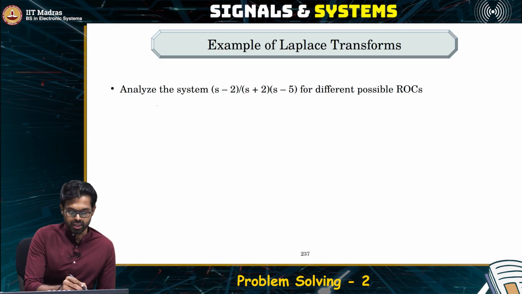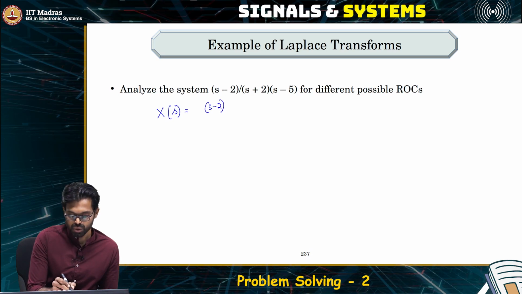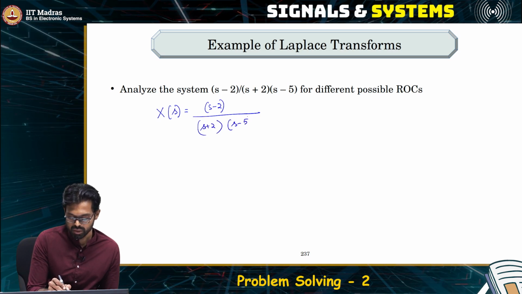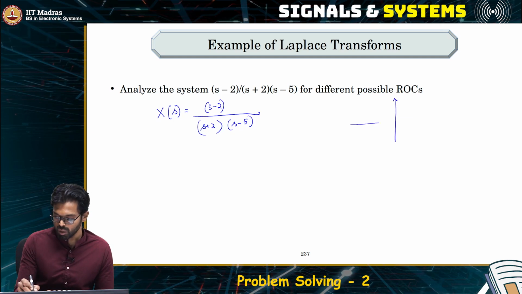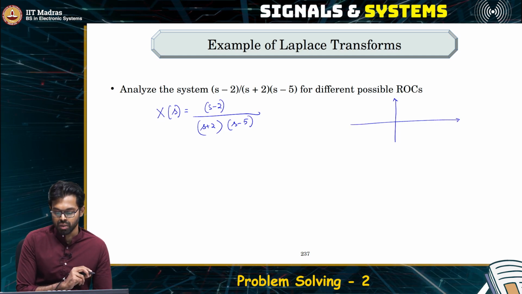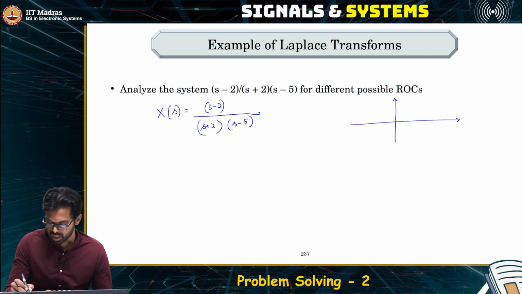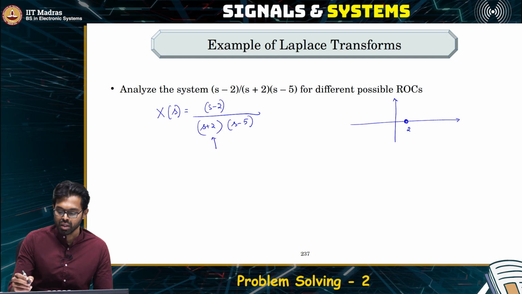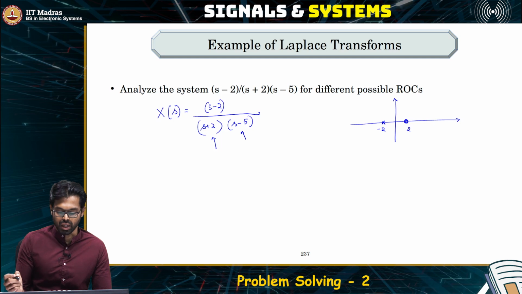Now, this is an interesting example. Here we have been given the transfer function (s minus 2) divided by (s plus 2)(s minus 5). What are the possible ROCs that we can have here? There is a zero at 2, a pole at minus 2, and another pole at plus 5.